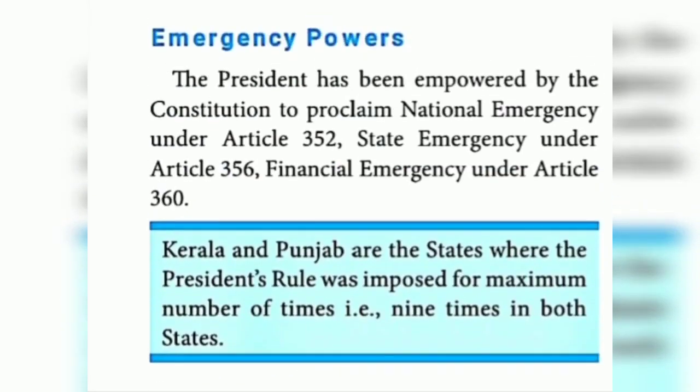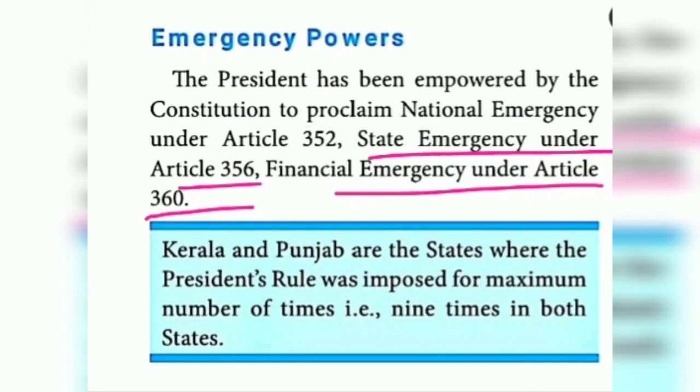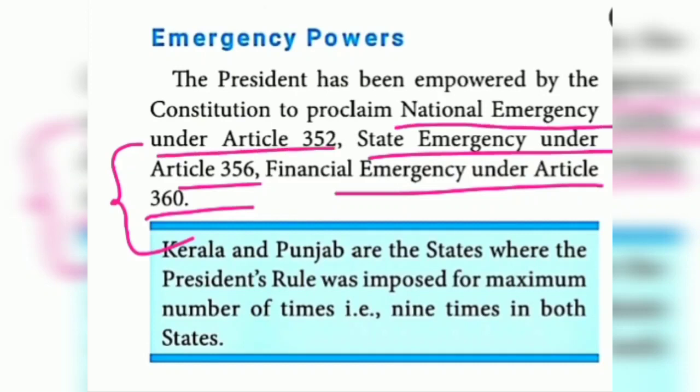The next one is emergency power. What is meant by emergency power? During the time of national emergency, as per Article 352, then state emergency under Article 356, financial emergency under Article 360. This is the one word answer, children. This article is very, very important. You have to learn it. The president has three emergency powers given in the constitution: national emergency under Article 352, state emergency under Article 356, financial emergency under Article 360.